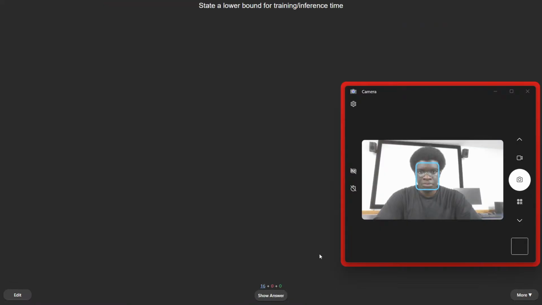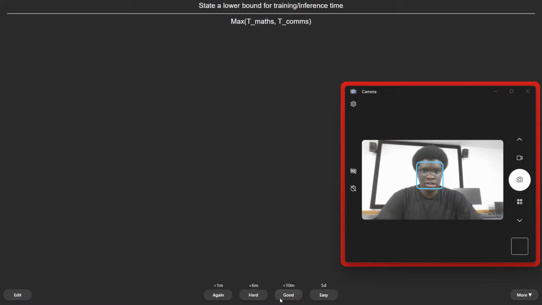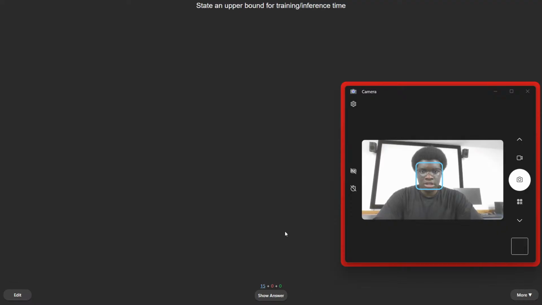Okay. State a lower bound for training and inference times. It would be the maximum of the computation time and the communication time. So max of T_math and T_comms, I think is the notation I used yesterday. Yeah. State an upper bound for training and inference time. It's the sum of those two. So T_math plus T_comms is the worst case.